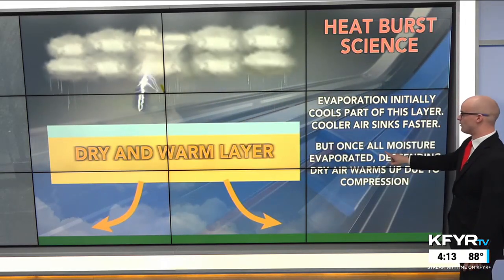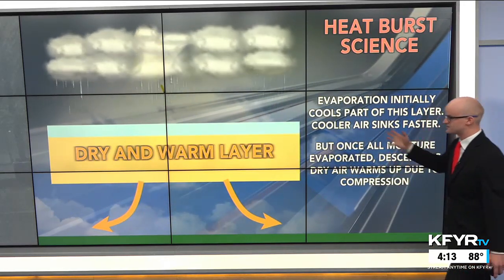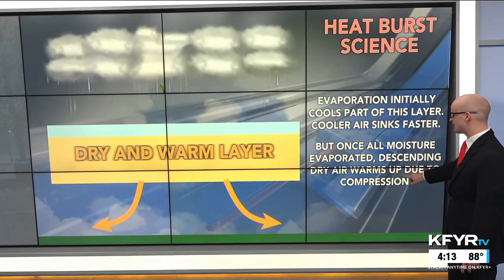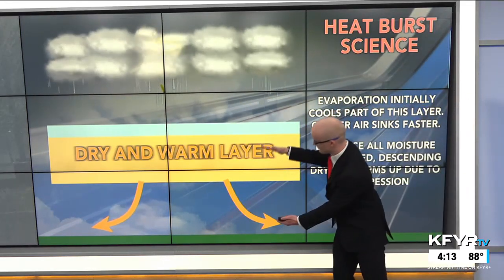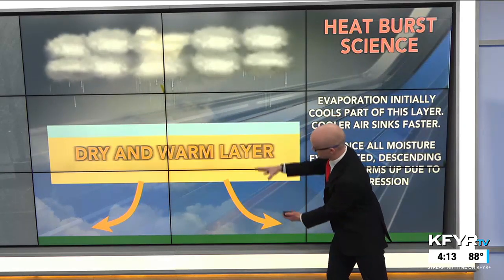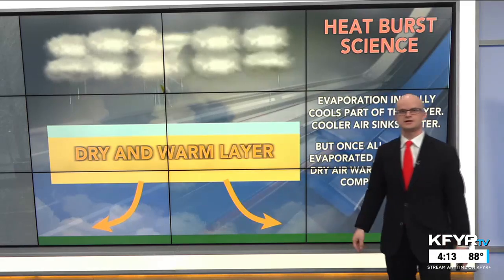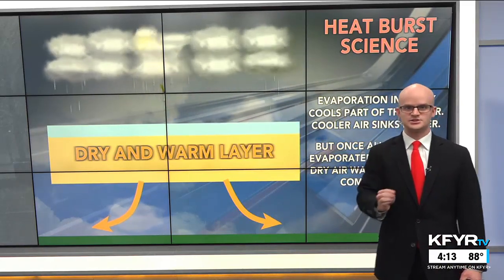But eventually, once all the moisture and all that rain gets evaporated in this dry and warm layer of the atmosphere, the descending dry air warms up due to compression. So then we get that very warm blob of air coming down quickly to the ground. Once it hits the ground, it spreads out in all directions, creating that warm gust of wind that we call a heat burst.